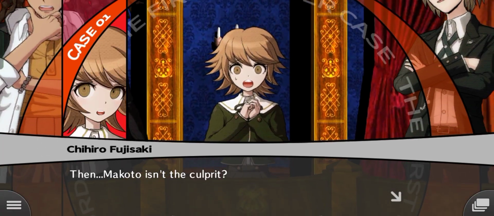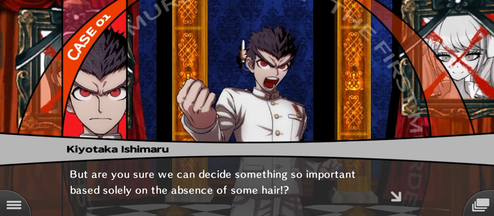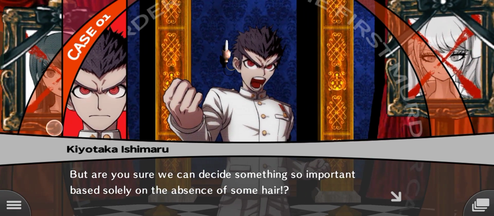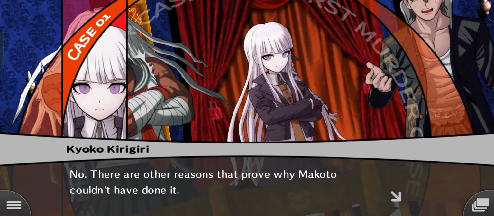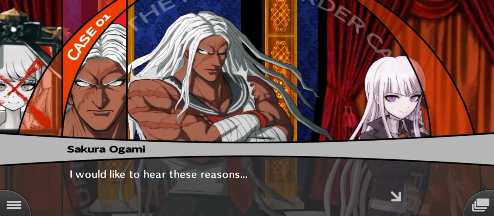Then, Makoto isn't the culprit? Are you sure we can decide something so important based solely on the absence of some hair? No. There are other reasons that prove why Makoto couldn't have done it. I would like to hear these reasons.